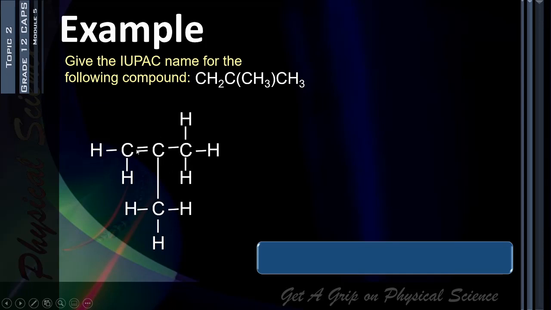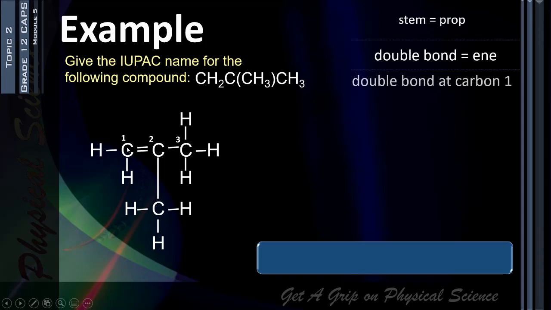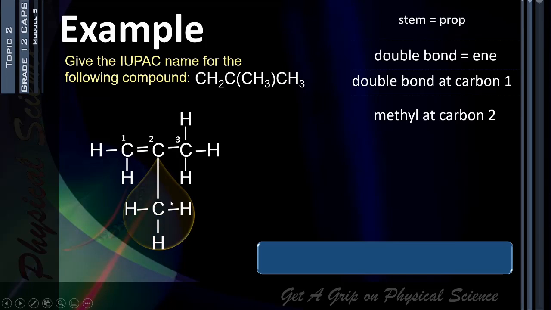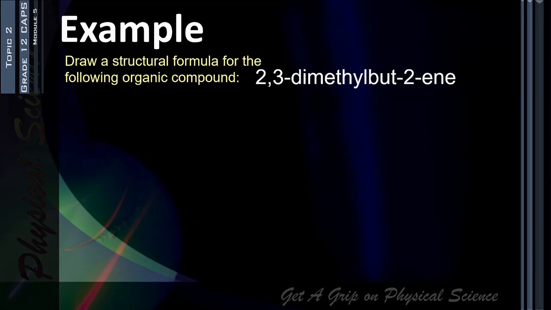There's the double bond. The longest carbon chain is 3 carbons. The stem name is prop. Double bond is the functional group for the alkenes. The double bond is on the first carbon. There's 1 substituent, a methyl, on carbon number 2. So the name for this molecule is 2-methylprop-1-ene.